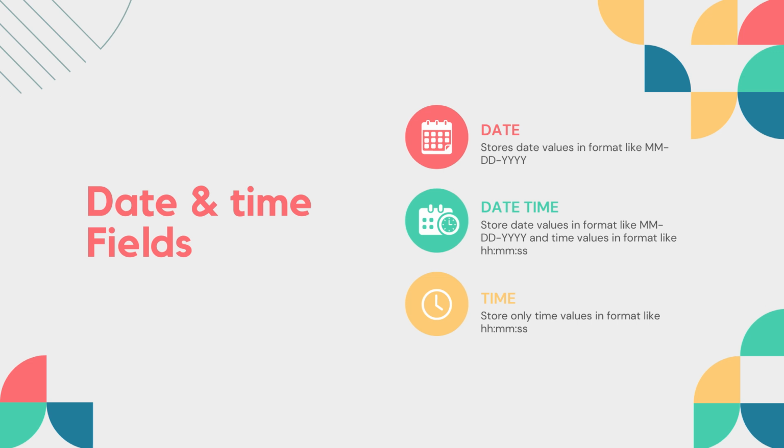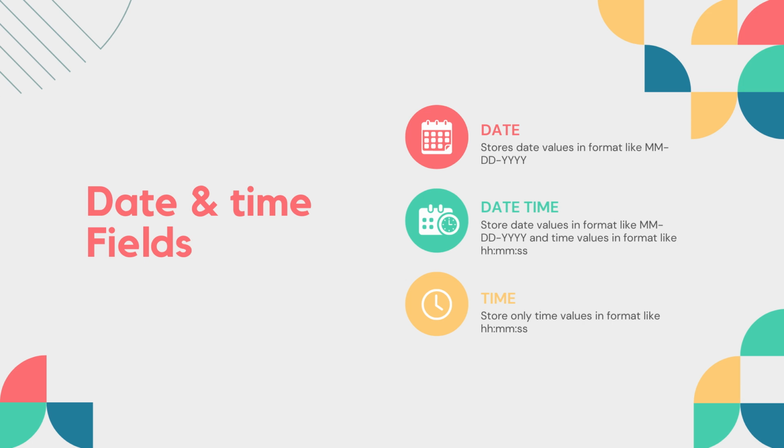Date and time fields. Date and time type consists of three individual field types. Date is used to store date values in a format like MM/DD/YY. Date time allows us to store date and time values in a format like MM/DD/YY for date and HH:MM:SS for time. Time is used to store time values only in a format like HH:MM:SS. Here DD means day of the month, MM means month of the year, and YY means year like 2024 or 1990.